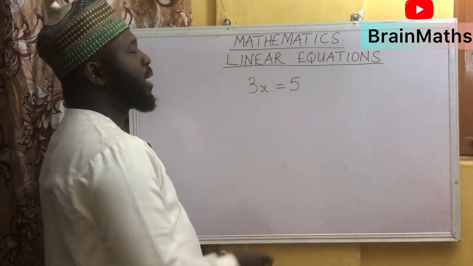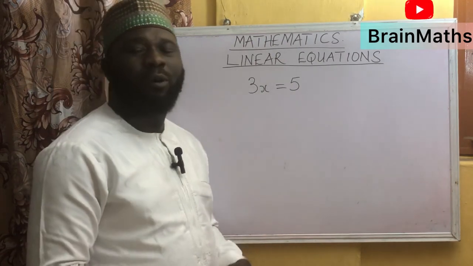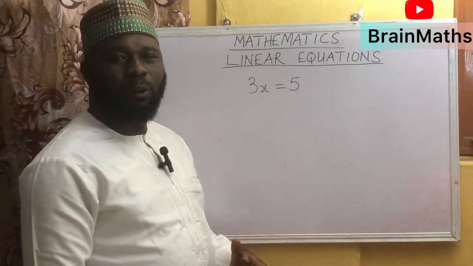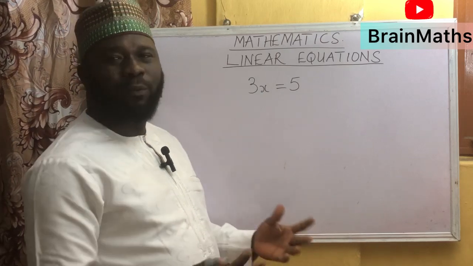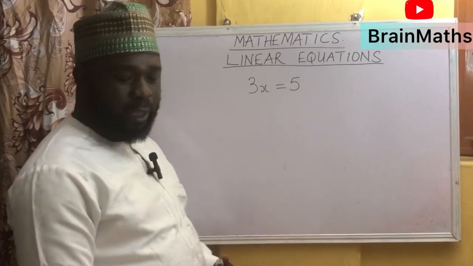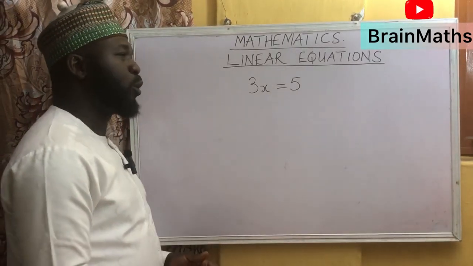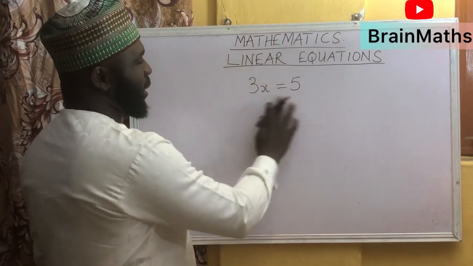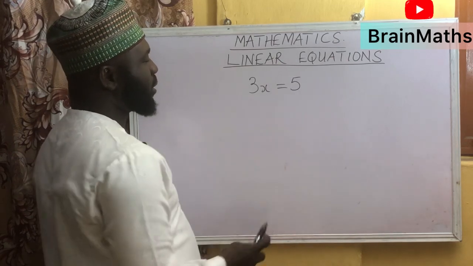So in any linear equation, the highest power of x is always 1. A linear equation usually comes in this form, or in the form where we'll be having brackets, or in the form where you'll be given a fraction. Whichever form it comes, they all have solutions. So let's start with solving linear equations before we go to other types. Let's start with this question on the board. We want to find the value of x.